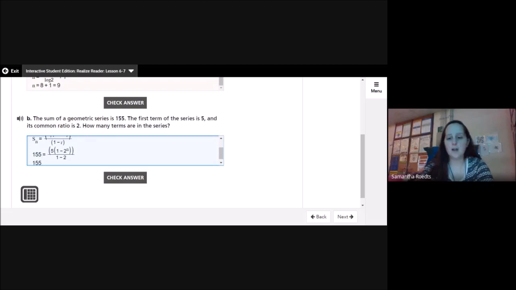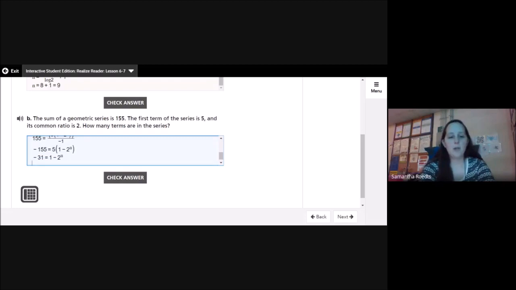So this gives me 155 equals negative 5 times 1 minus 2 to the nth power divided by negative 1. Okay, multiply both sides by negative 1, so I get negative 155 equals 5 times 1 minus 2 to the nth. Divide both sides by 5. So negative 155 divided by 5 gives me negative 31, equals 1 minus 2 to the nth.